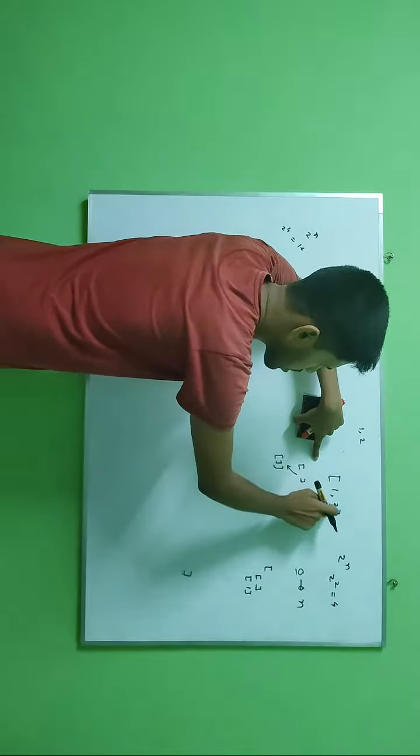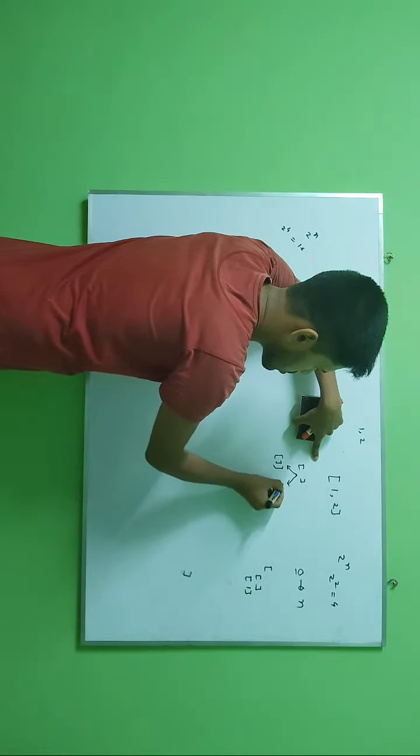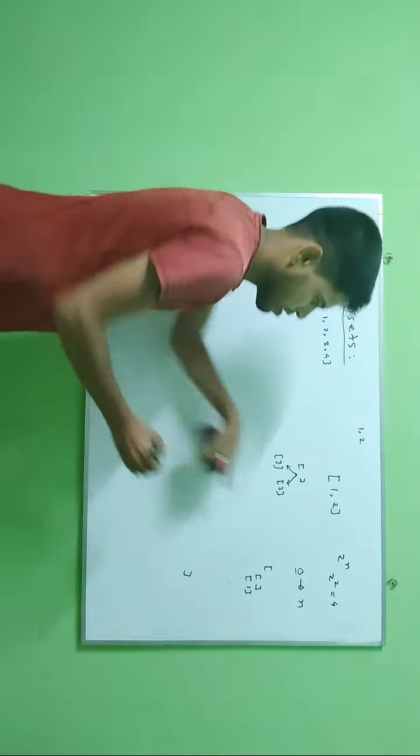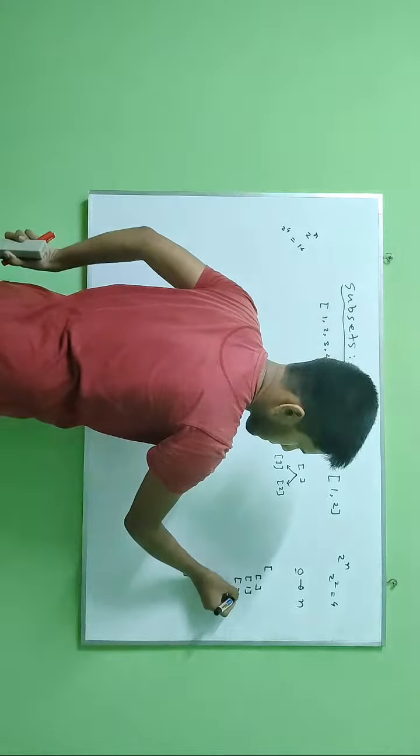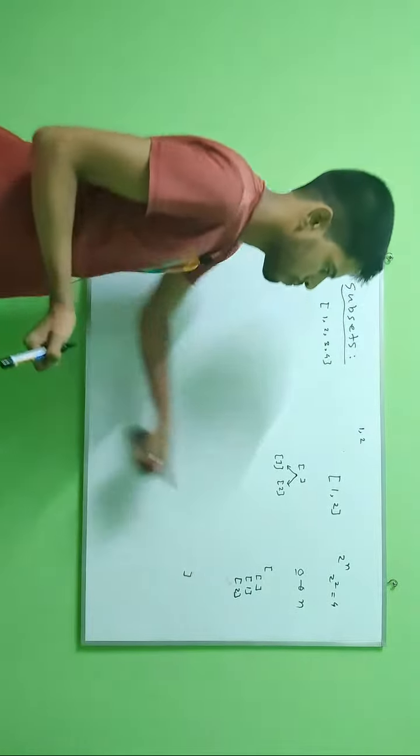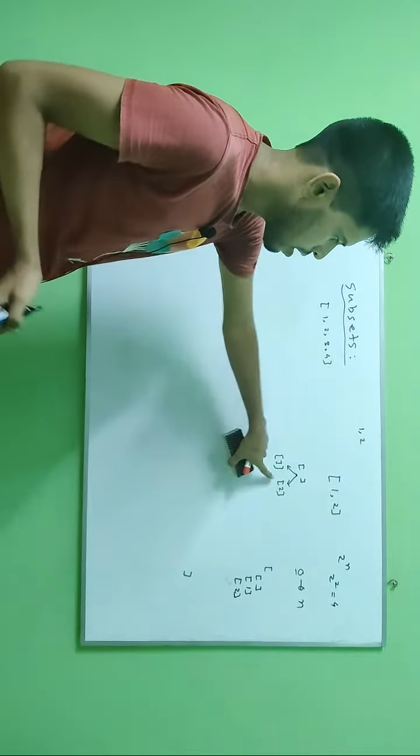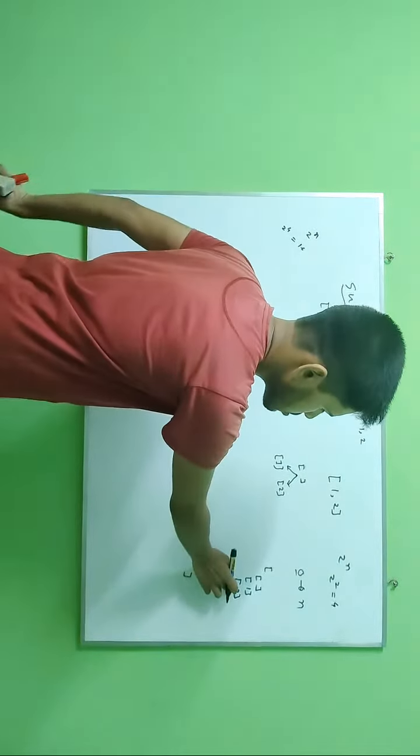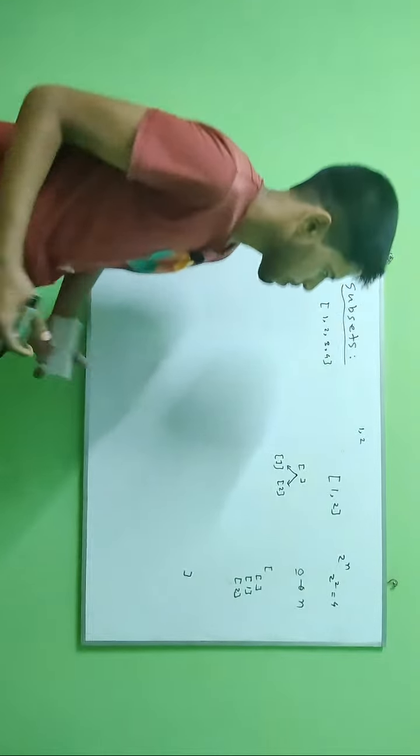And here we can choose the next element, that is 2. So let's add here 2. Now we see the length of this subset is 1, so let's add it to the list. Alright, so these are the 2 subsets of length 1: 1 and 2.